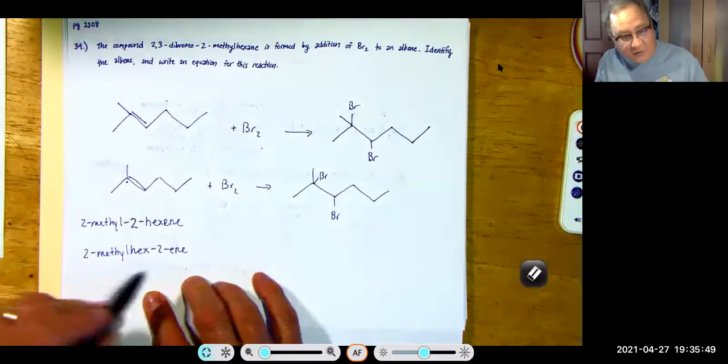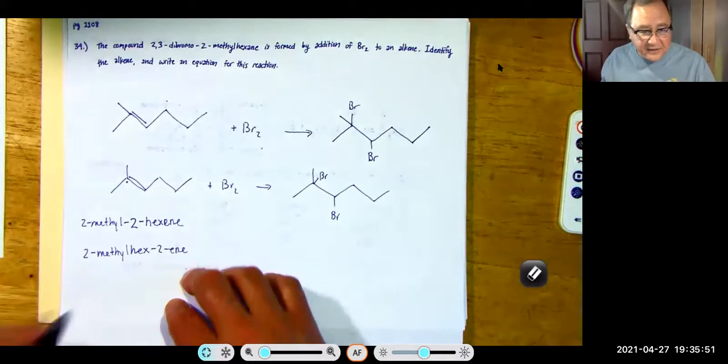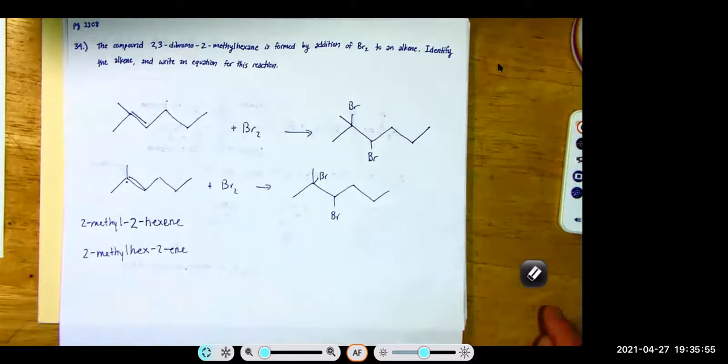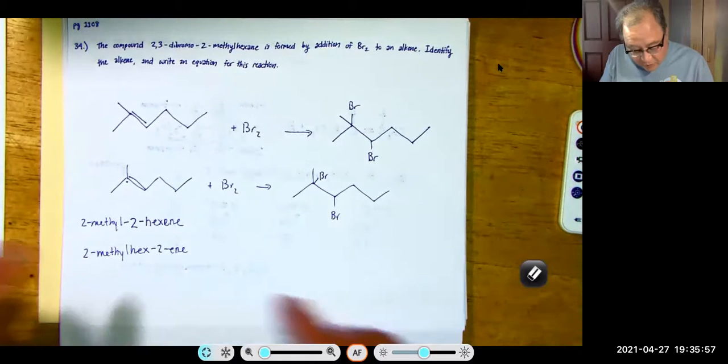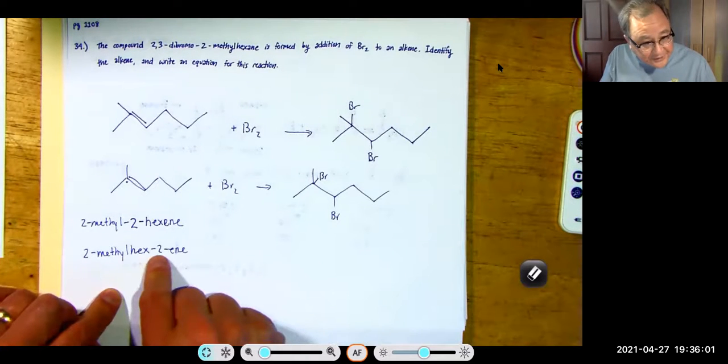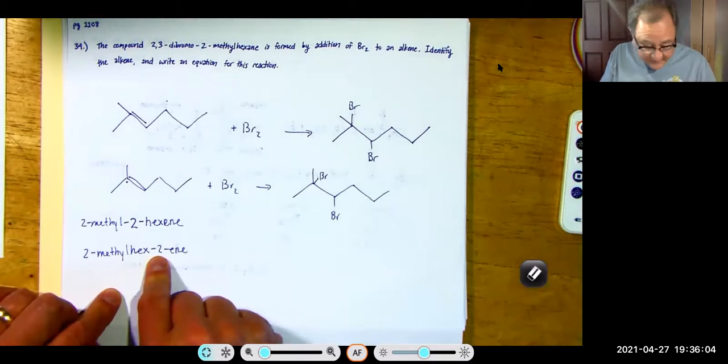You put that right in front of the ene because that says, hey, the ene starts on carbon 2. Okay. So I've seen both ways of numbering these. I think people are switching over to this because frankly, it's better.